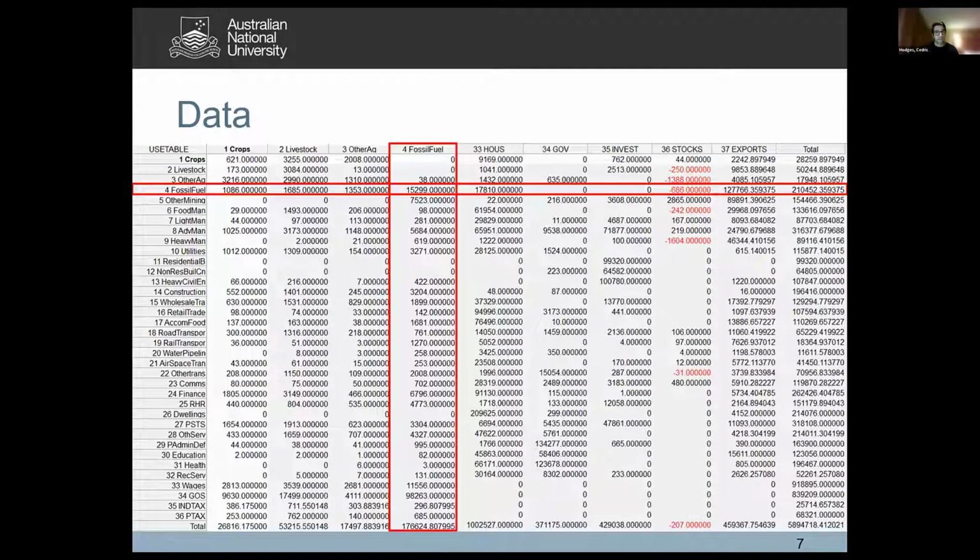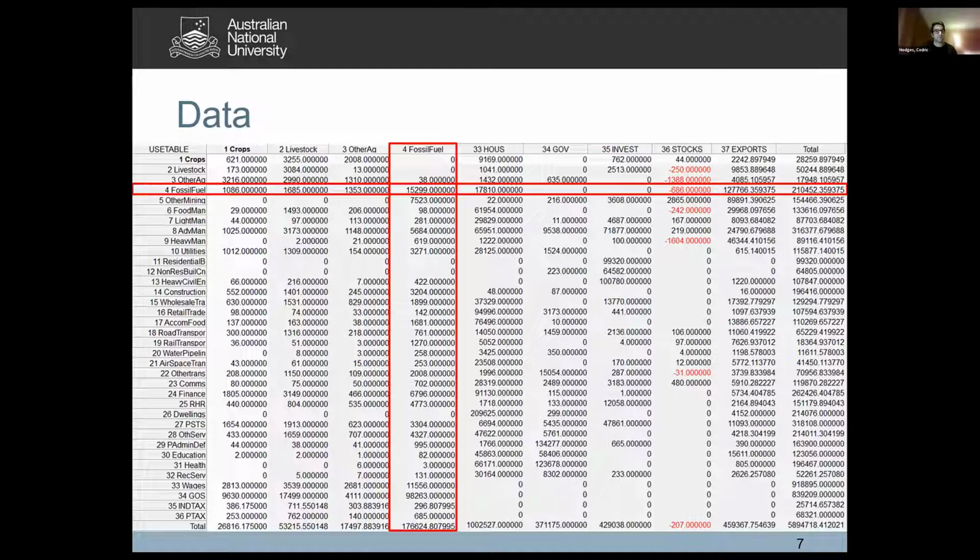The database I've constructed following the procedure that is standard to the ORANI model and to most CGE models, based on the latest Australian input-output tables. At present, I've got it reasonably aggregated to 34 sectors, and I've aggregated fossil fuels themselves. So I'm not looking at specific coal versus gas versus oil impacts necessarily.